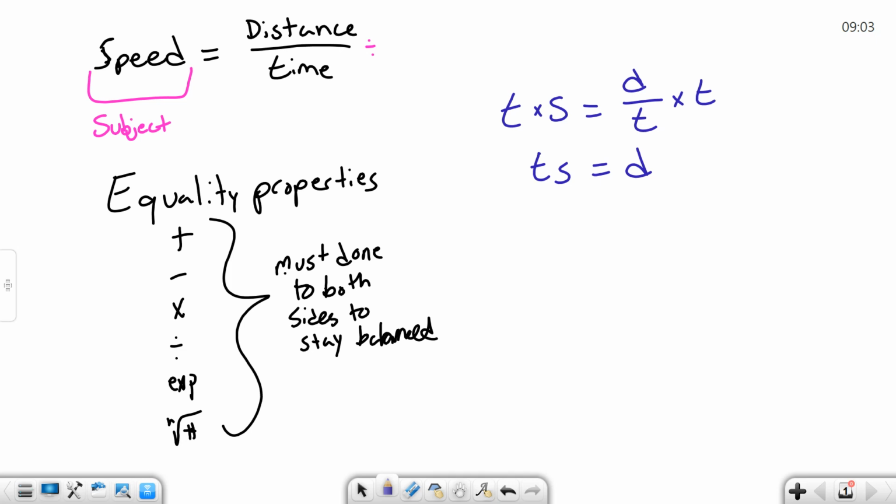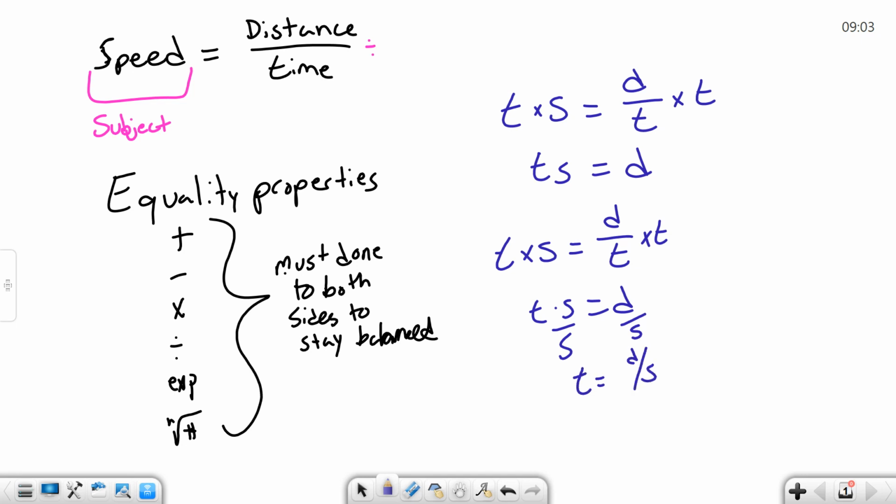Or we could make t the subject. The way that we would do this, we would start from t times s is equal to d, and now divide by s because division is the opposite of multiplication. Time is equal to distance divided by speed.